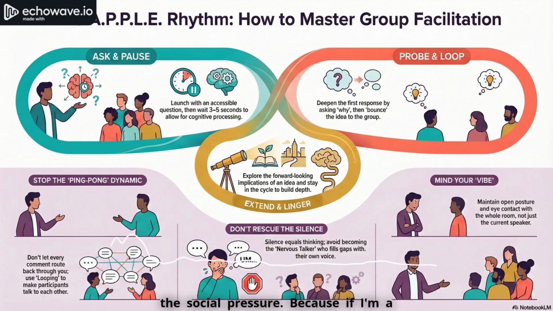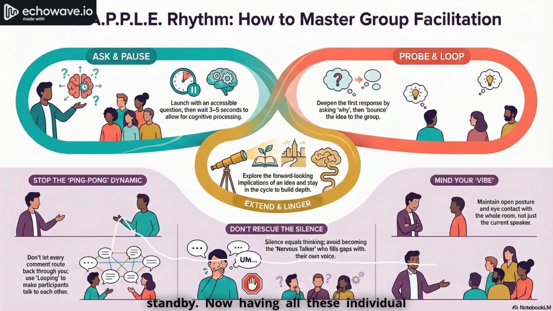You are transferring the social pressure. Because if I'm a participant and I see the leader looking at me while someone else is talking, my brain stays engaged because I subconsciously realize I might be pulled into the conversation next. Exactly. It physically loops the room together before a verbal loop is even spoken. It basically tells everyone, we're all responsible for this conversation. It keeps the entire room on standby.